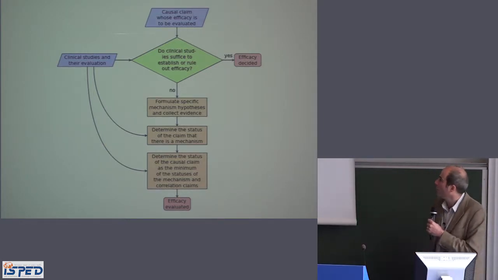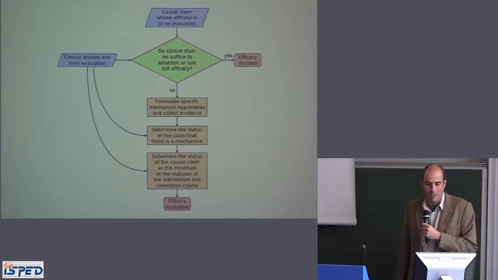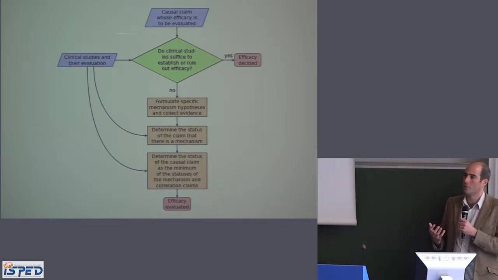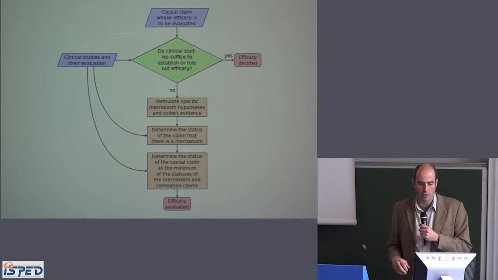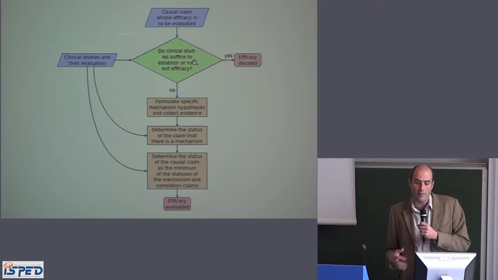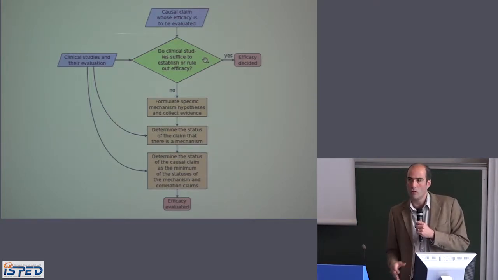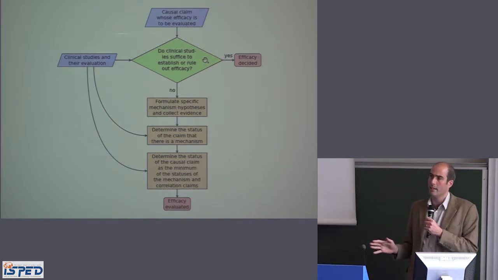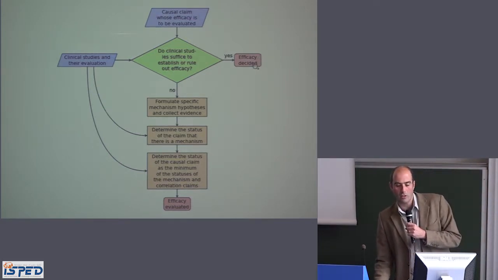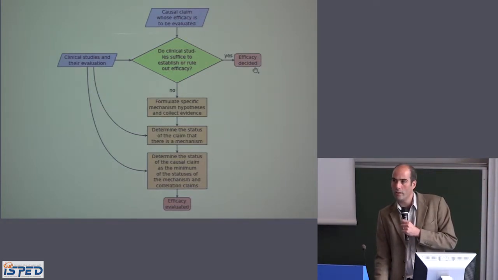I don't know how well you can see that, but this is a flowchart which gives our approach to what we advise in the book. Here you have a causal claim whose efficacy you want to evaluate. You've got clinical studies and their evaluation. If the clinical studies suffice on their own to establish or rule out efficacy, there's no need to consider mechanistic studies in addition. You can conclude that efficacy is decided one way or the other.